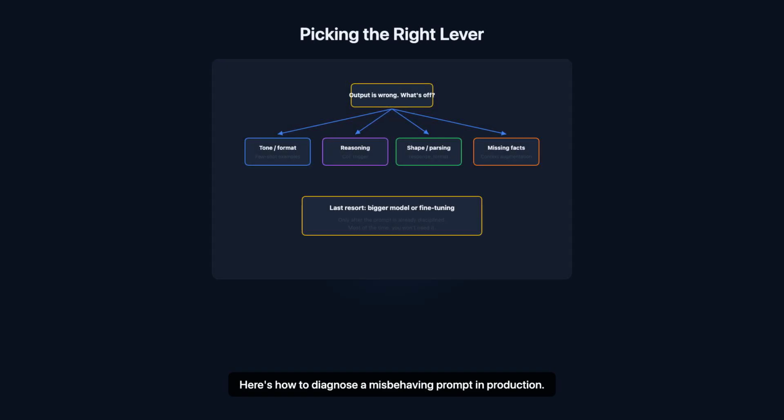Here's how to diagnose a misbehaving prompt in production. Output is wrong. Ask what kind of wrong. If the tone or format is off, add few-shot examples. If the reasoning is off on multi-step problems, add the chain of thought trigger. If the shape is unparsable for downstream code, use response_format with a JSON schema. If the model is missing facts it needs, add context augmentation through your template. And only after all of that is in place, if output is still wrong, do you reach for a bigger model or fine-tuning. Most of the time, you won't need to.